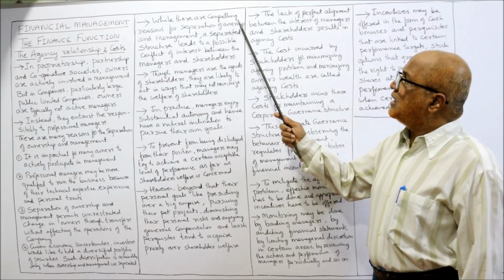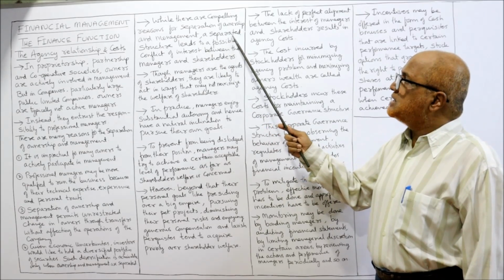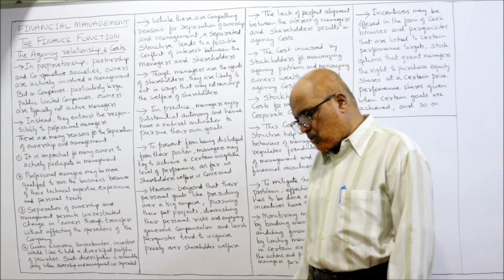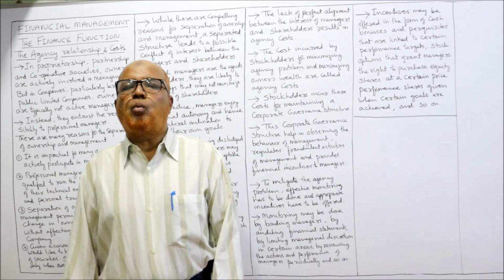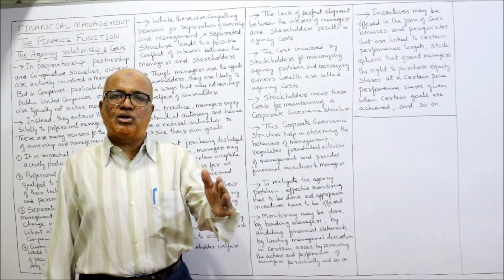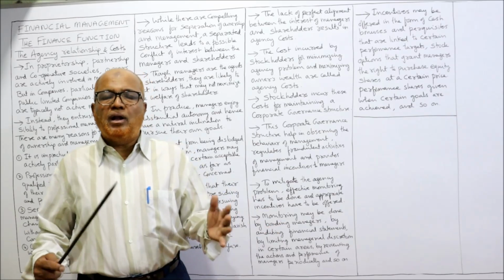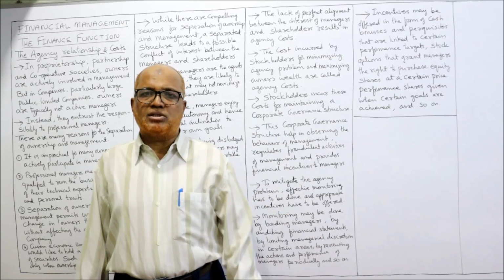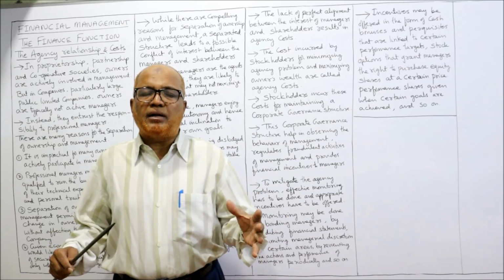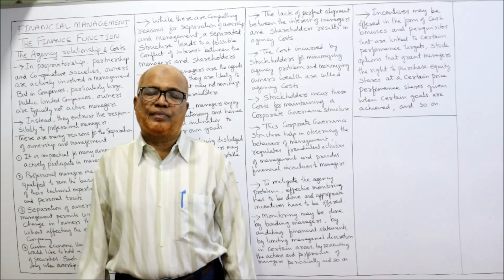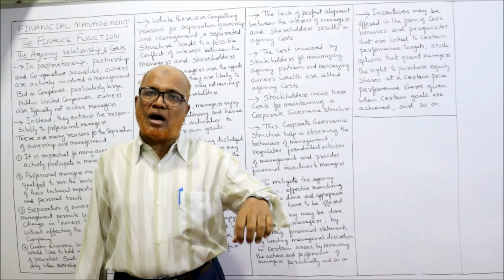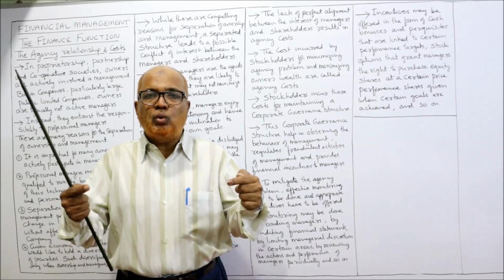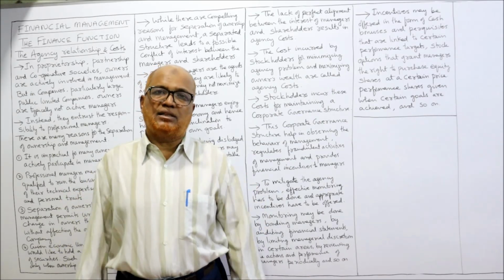Now, while there are compelling reasons for separating ownership and management, a separated structure leads to possible conflict of interest between managers and shareholders. Many reasons are there why there is separation of ownership and management. But now what will happen? These two parties, the owners and managers, their interests may conflict with each other. That means the owner's interests are different, whereas management interests are different. So two different interests are conflicting with each other.